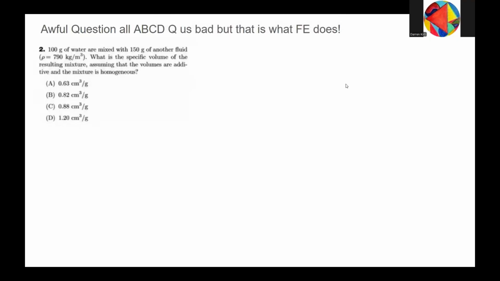But anyway, 100 kilograms of water is mixed with 150 grams of another fluid. Water density, if you didn't know, because I never told you yet, is 1,000, I believe, kilograms per meter cubed. And the density of this new liquid is 790 kilograms per meter cubed. What is the specific volume of the resulting mixture? Assume that the volumes are additive and the mixture is homogeneous.